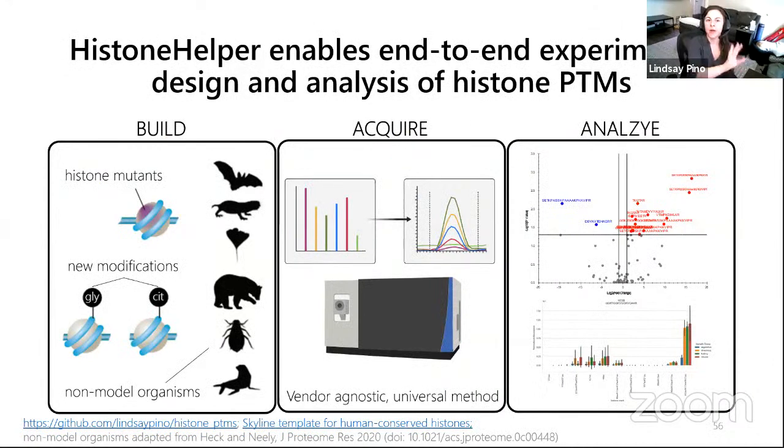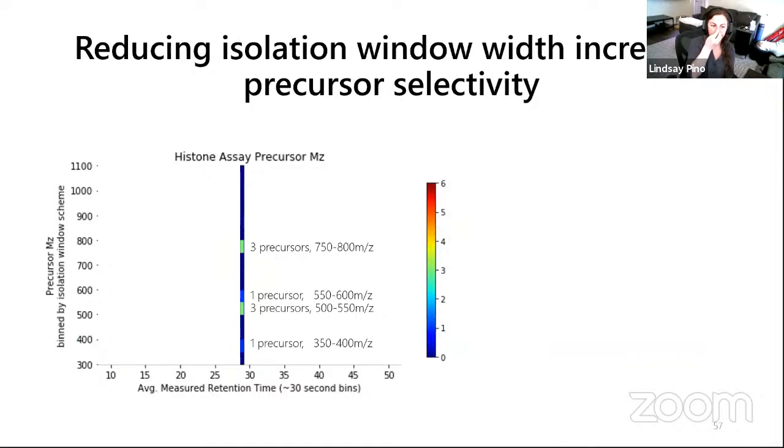Okay, so we're built. The Skyline document is ready. The next step is to acquire data. So acquiring the data in DIA, we've now looked at DIA data a lot of different ways. This is going to be yet another way to look at DIA data. So here I have the chromatography on the horizontal axis. This is the measured retention time for the histone PTMs in a standard PTM analysis.